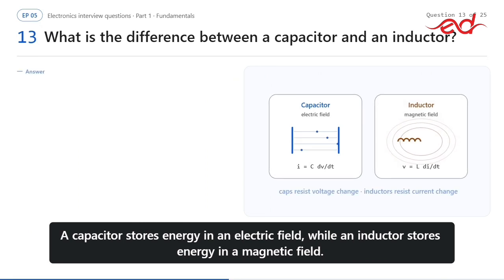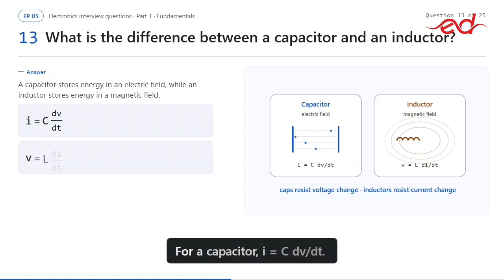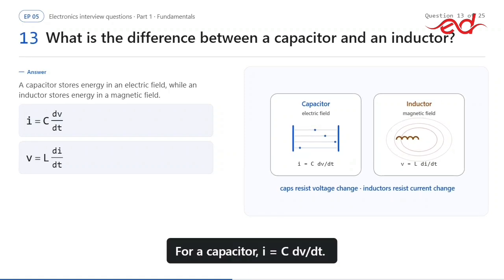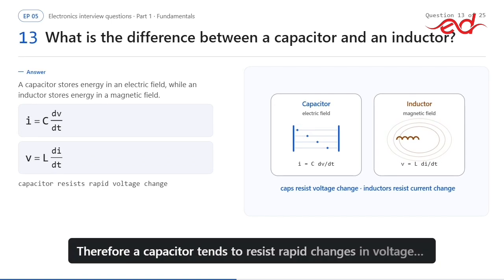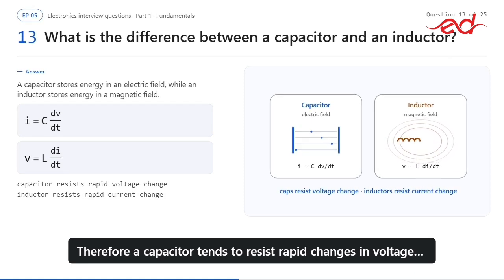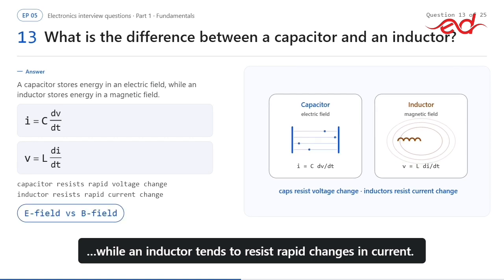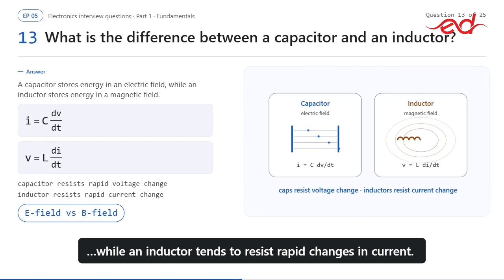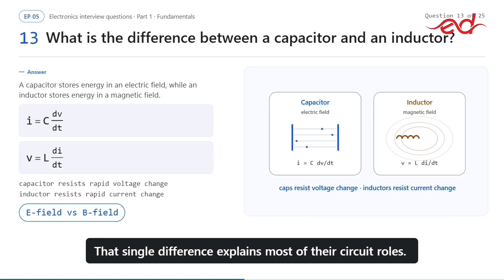A capacitor stores energy in an electric field while an inductor stores energy in a magnetic field. For a capacitor, I is equal to C dV by dt, and for an inductor, V is equal to L di by dt. Therefore, a capacitor tends to resist rapid change in voltage, while an inductor tends to resist rapid change in current. So you can see in the animation also, it is clearly visible to you. So basically, a capacitor opposes the change in voltage, and an inductor opposes the change in current.